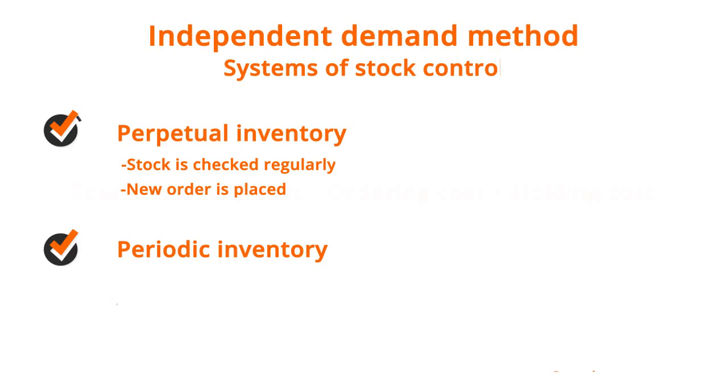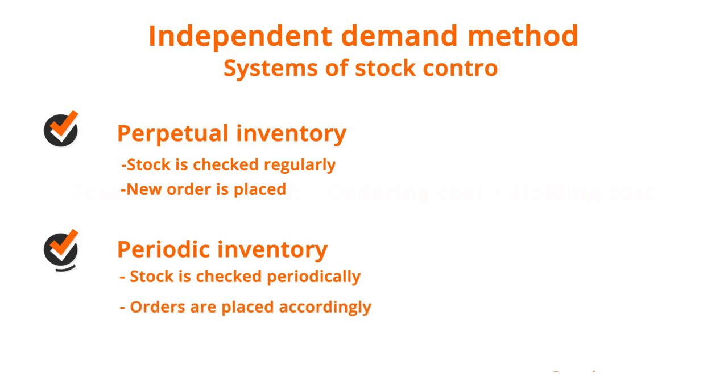For every order, the ordered quantity would be fixed. Whereas in periodic inventory, the stock is checked periodically, which can be every week, month, or quarter, and orders are placed accordingly. Ordered quantities would vary for each order.